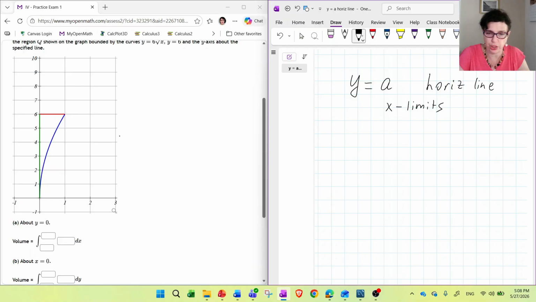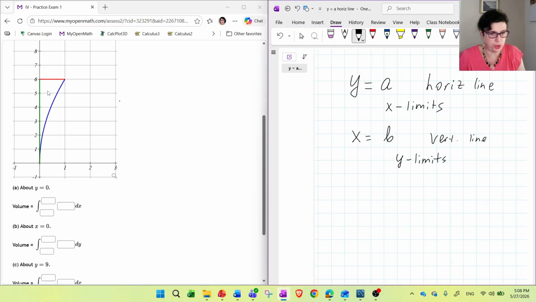How does x change? And if it's a vertical line, it will have something like x equals b, right? x is fixed and y is anything. That's a vertical line, and that means your limits are going to be the y limits. So let's go ahead and immediately put that there.